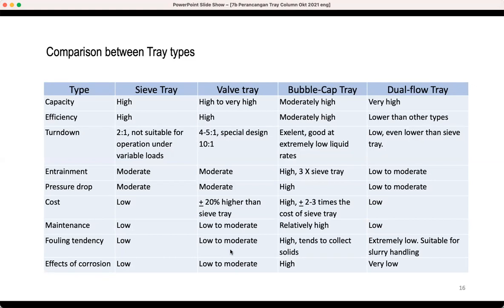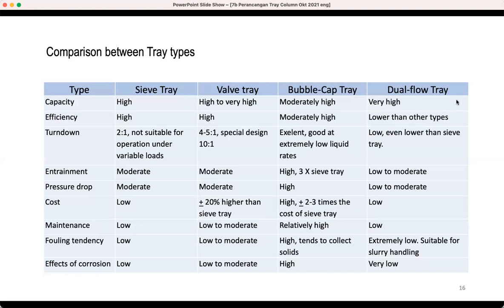For bubble cap tray, the capacity is moderate to high, and also turn down is excellent, good at extremely low liquid rates. The entrainment is also very high, 3 times that of a sieve tray. The pressure drop is high, and the cost is almost 2-3 times the cost of a sieve tray. The maintenance is relatively high for bubble caps, and also fouling tendency will be high. It tends to collect and trap the liquid. Effect of corrosion, of course, very high.